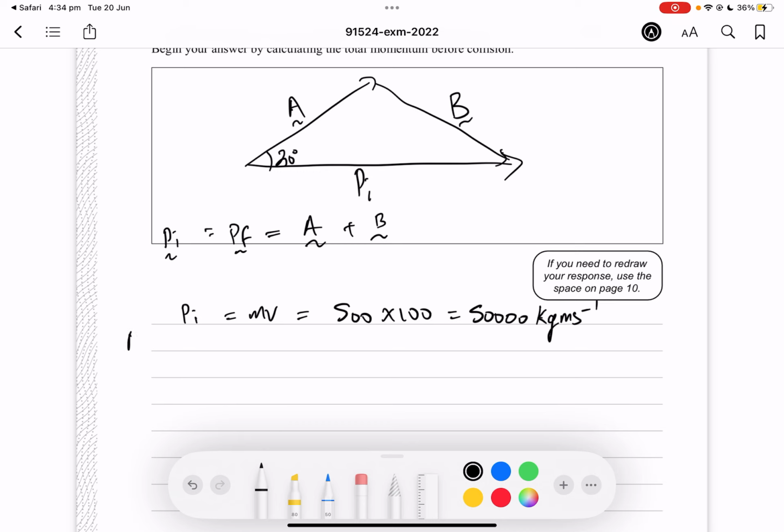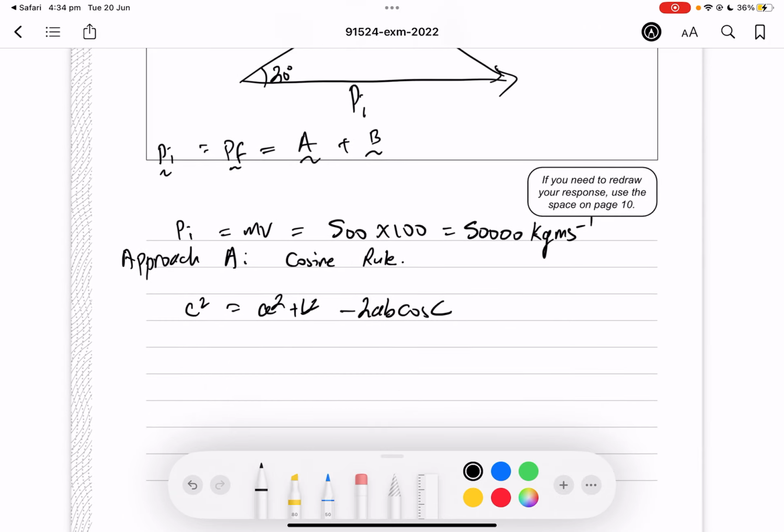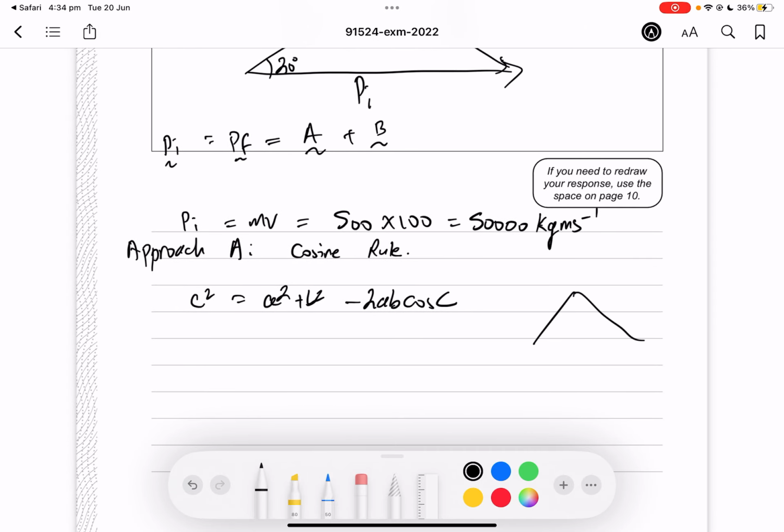So we can use approach A. We'll use the cosine rule. From maths, the cosine rule is c squared equals a squared plus b squared minus 2ab cos of C. For a general triangle, if we have an angle of big C here, this will be the edge of small c, and we have the two edges of A and B. So this will be the cosine rule, c squared equals a squared plus b squared minus 2ab cosine of C.